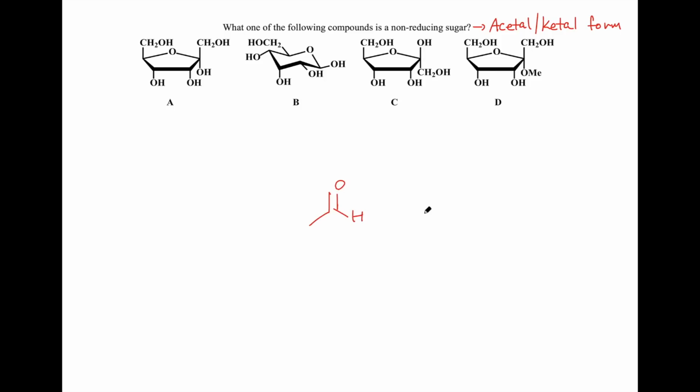An acetal comes from an aldehyde. So if we use an aldehyde and add one equivalent of ethanol, we're going to get something called a hemiacetal. The hemiacetal essentially has one equivalent of ethanol in the form of an ether here, and an alcohol on the other side of the molecule. This is called a hemiacetal.